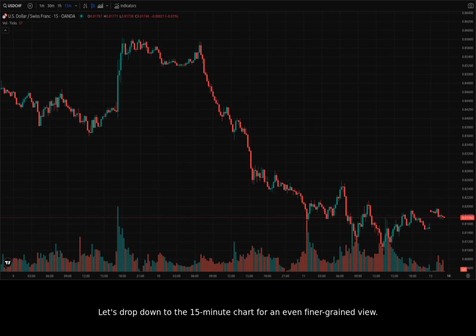Let's drop down to the 15-minute chart for an even finer-grained view. Here, we can see the more immediate support and resistance levels. Looking at the latest candles, there's been a bit of a struggle around the 0.815 level. If this level fails to hold, we could see a further decline towards 0.81. Monitor the volume on any breakouts to confirm the strength of the move.